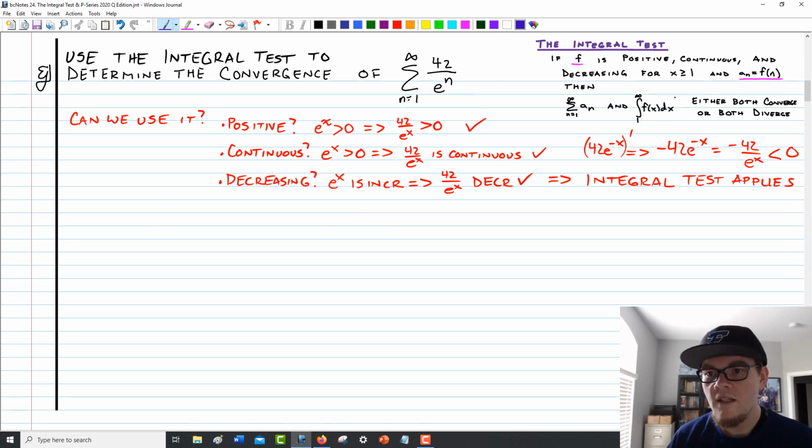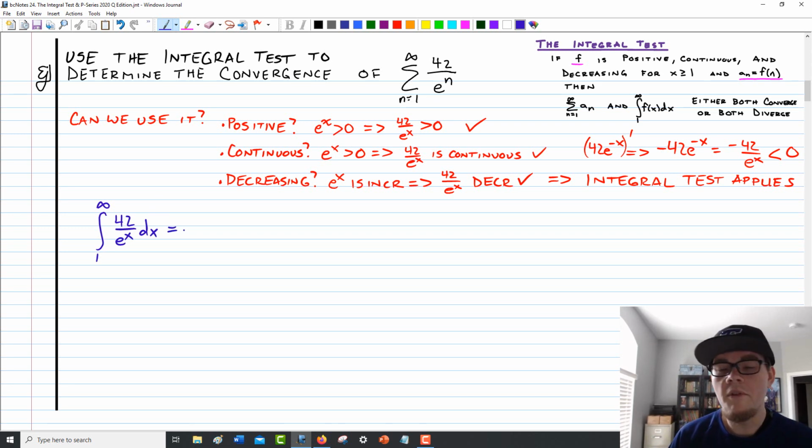Okay, so having said that, where are we going to begin? Well, if you look at the integral test, it talks about this integral from 1 to infinity of f of x dx. So to start with, I want to analyze the integral from 1 to infinity of the corresponding improper integral. So 42 over e to the x dx.